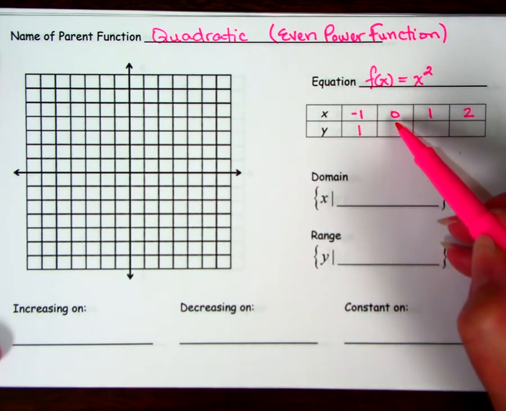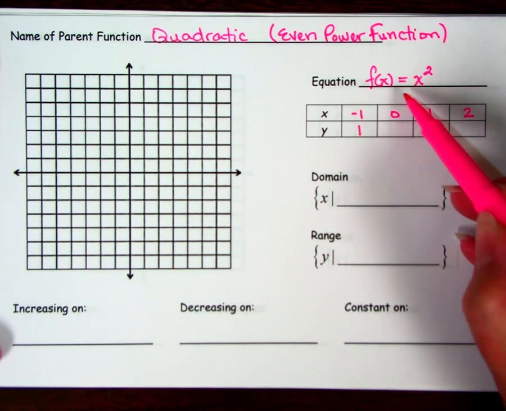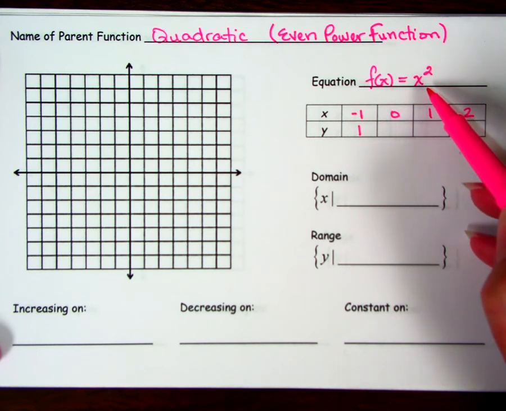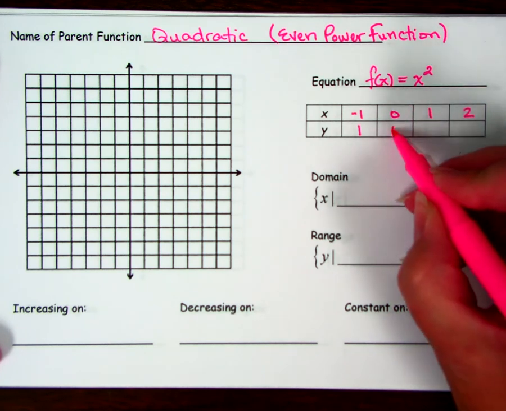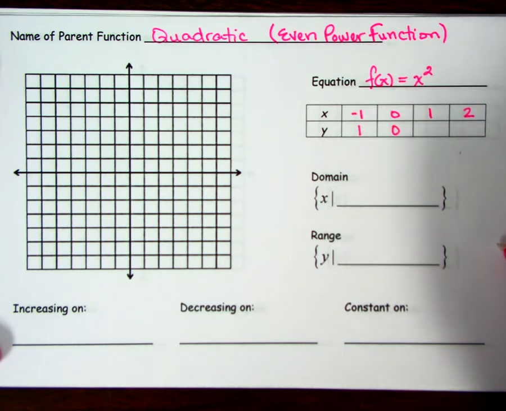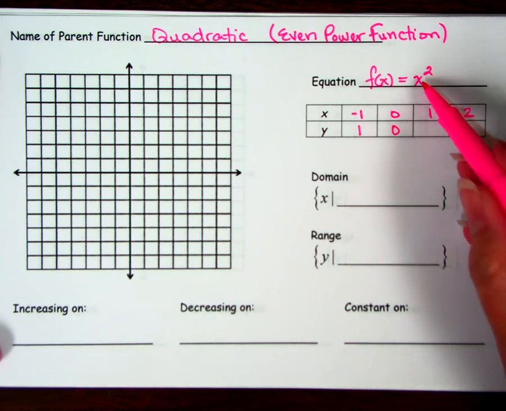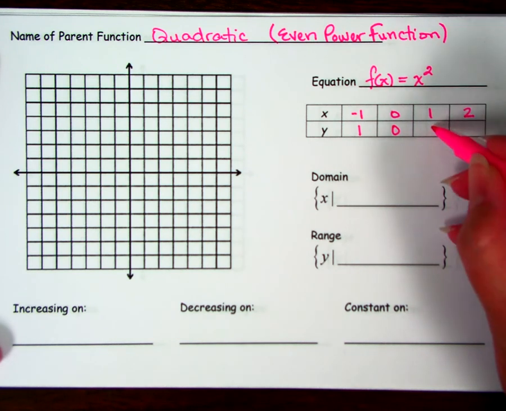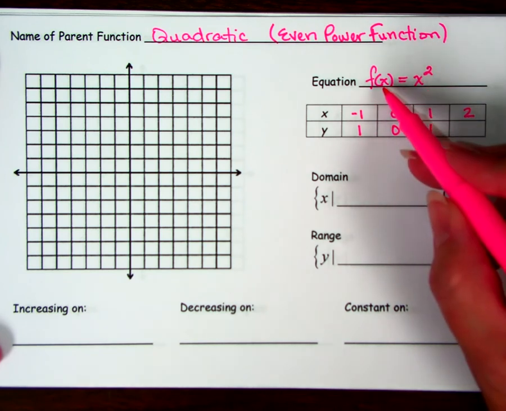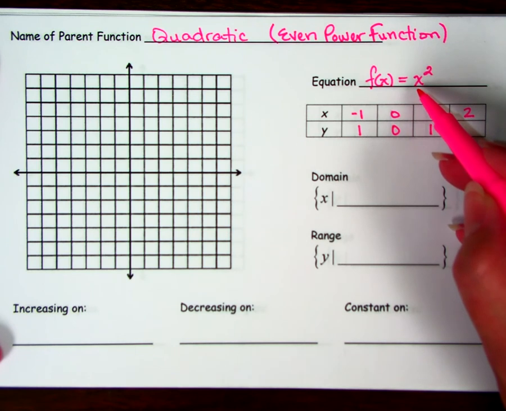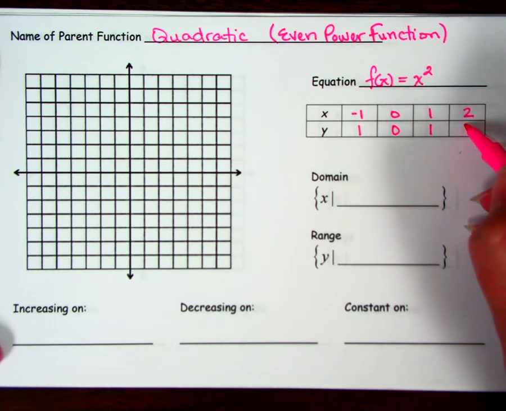If I put in 0 in place of x, then this would say that y is equal to 0 squared. Now, 0 squared means 0 times 0, so that would be just 0. If I put in 1 in place of x, then this would say y is equal to 1 squared. Now, 1 squared means 1 times 1. 1 times 1 is just 1. And if I put in 2 in place of x, this would say y is equal to 2 squared. 2 squared means 2 times 2, which is 4.